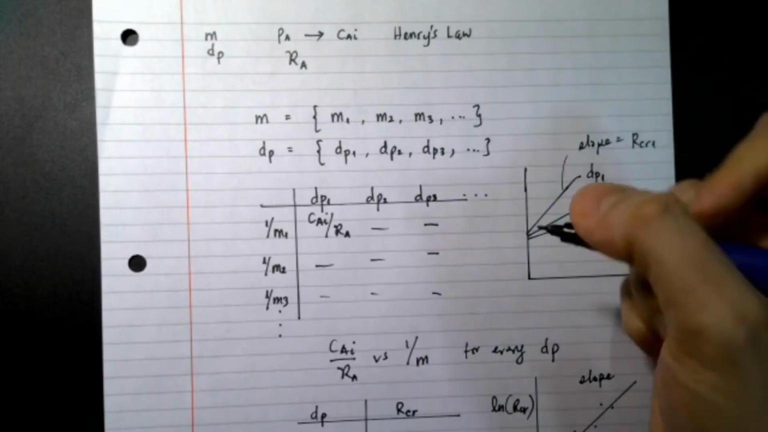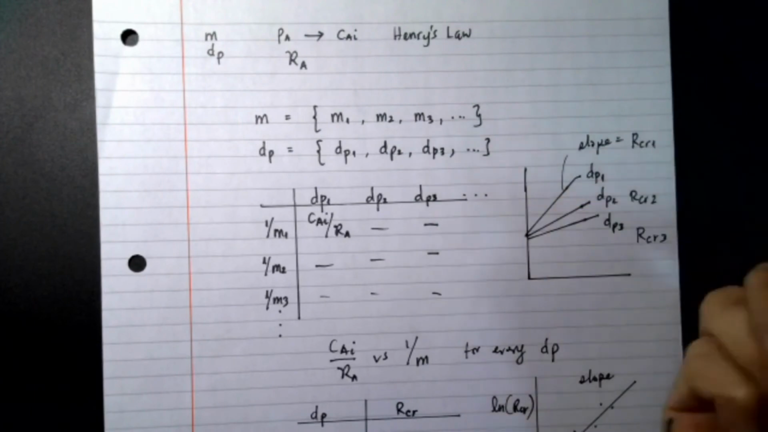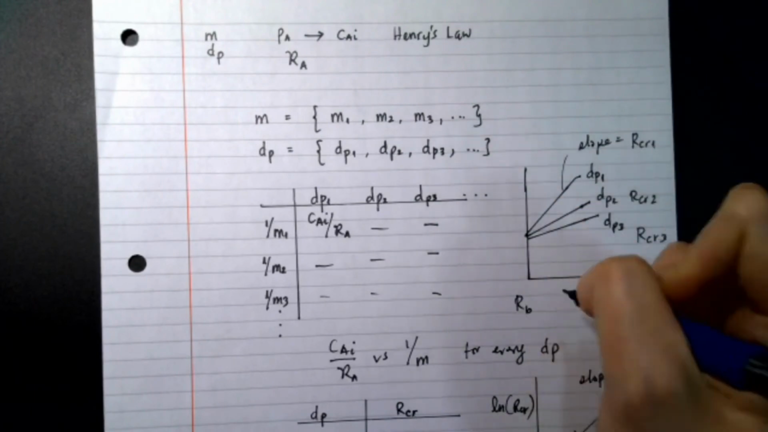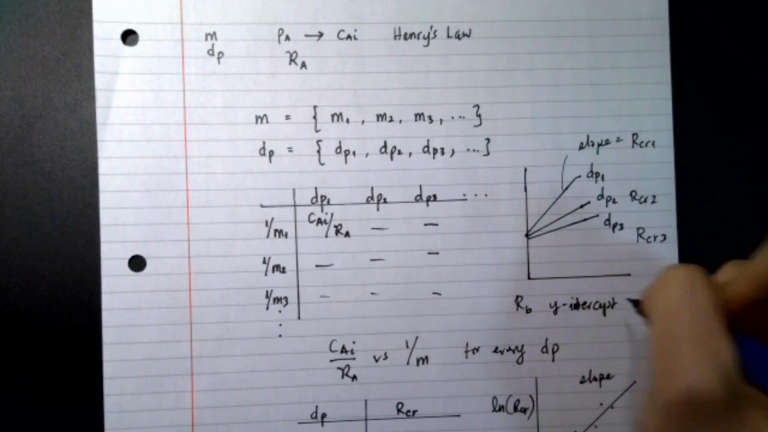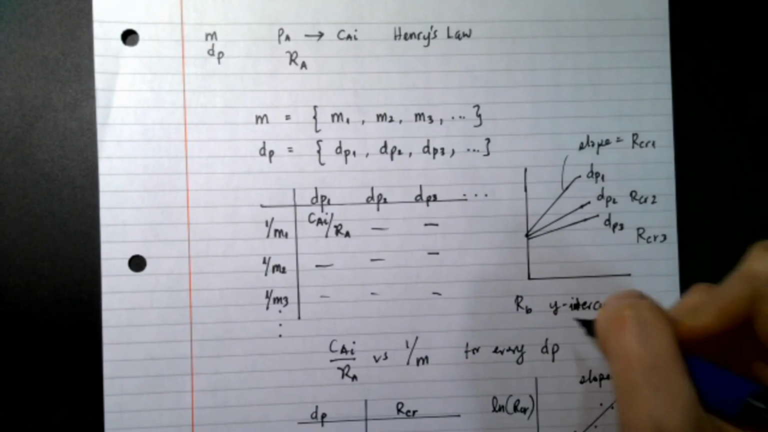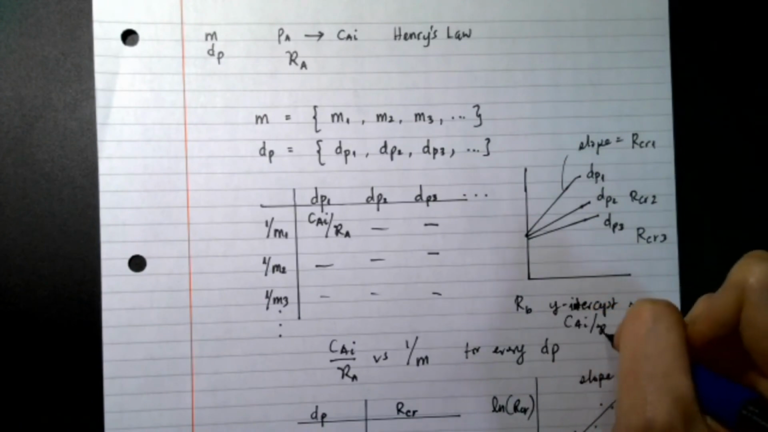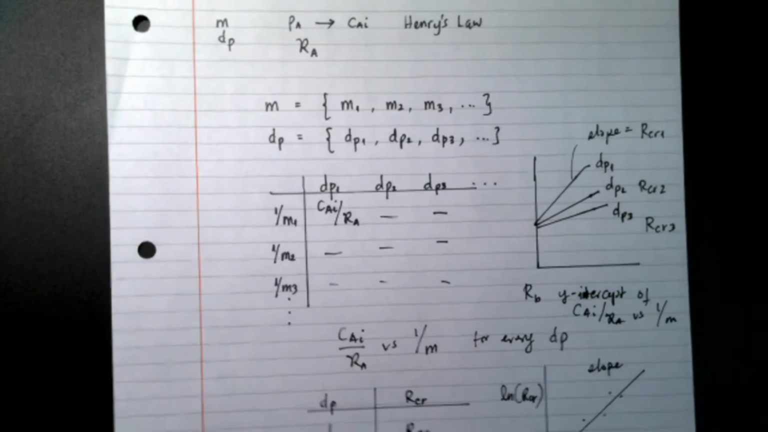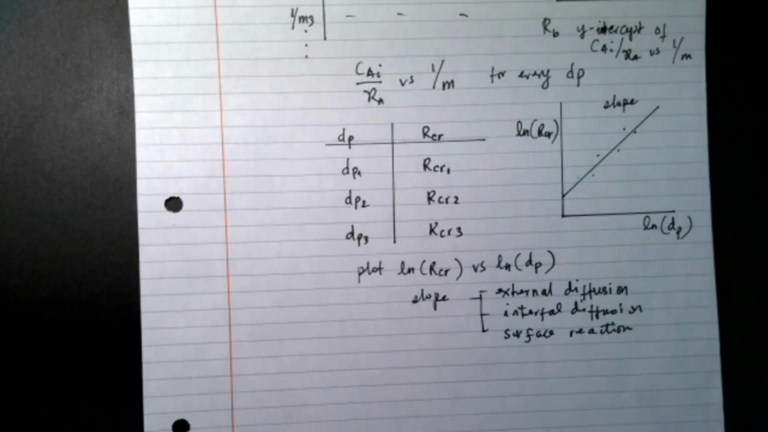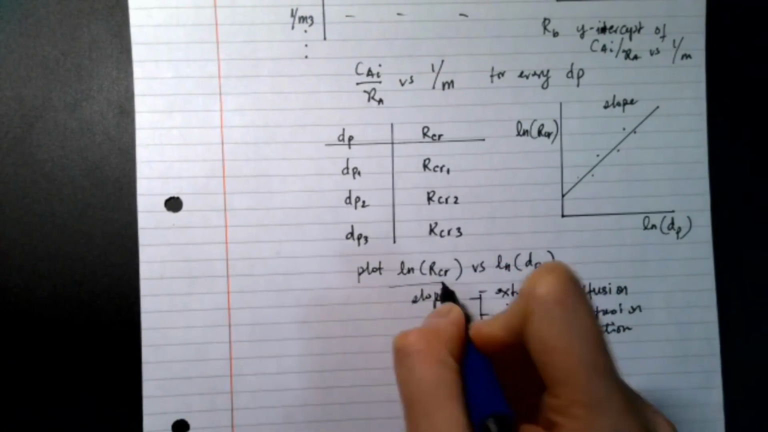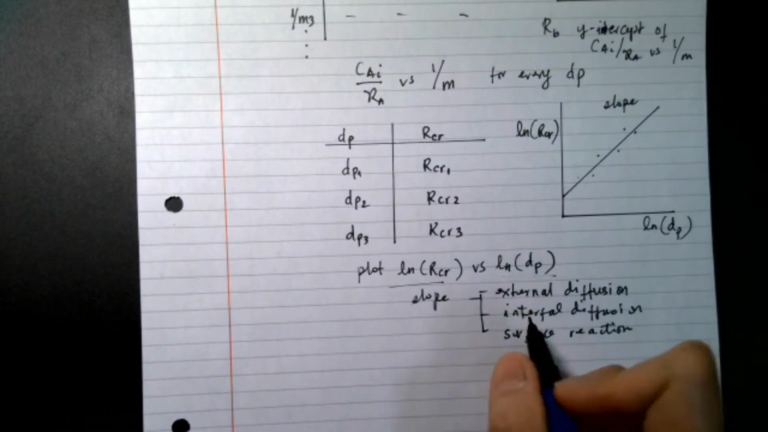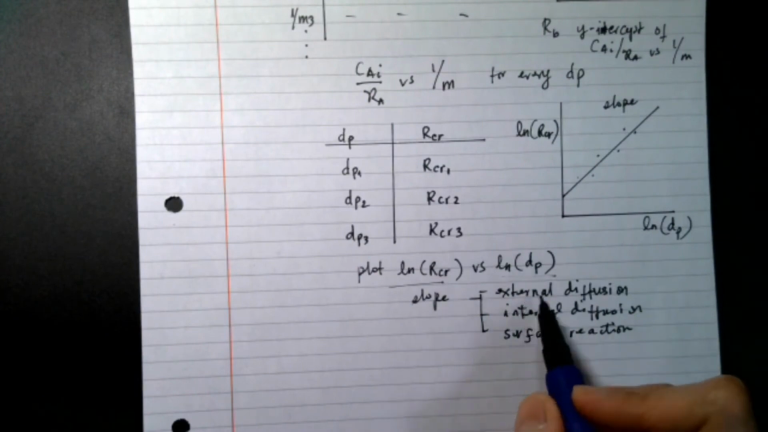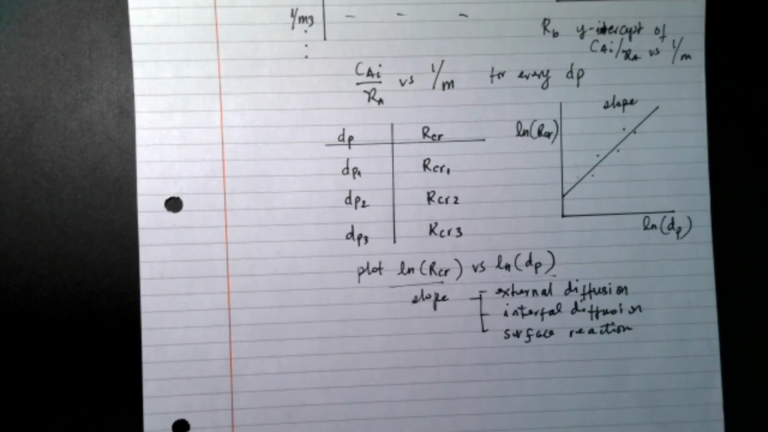So again, we separated out already the resistance due to gas absorption. RB is just the y-intercept of this plot here, CAI over RA versus 1 over M. So let's show why that is. By plotting this log of RCR versus log of particle diameter, you can separate out the resistance due to external diffusion, internal diffusion, and surface reaction.